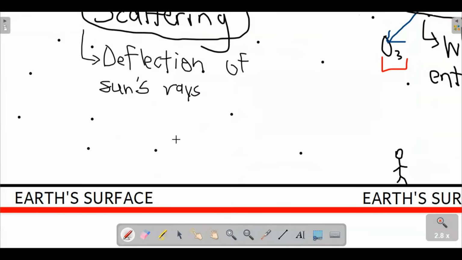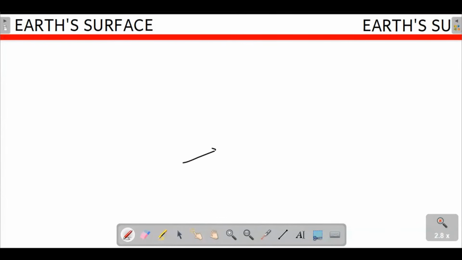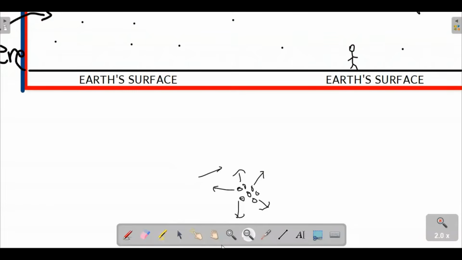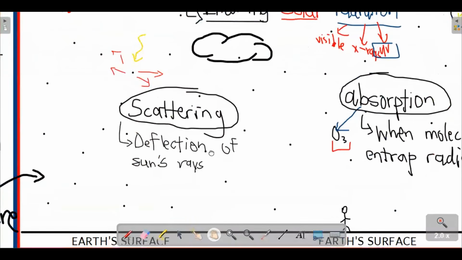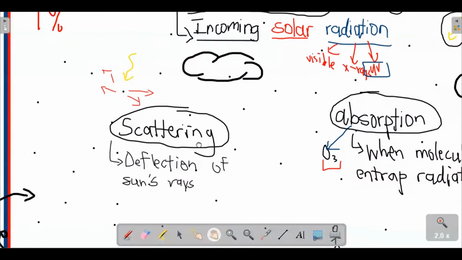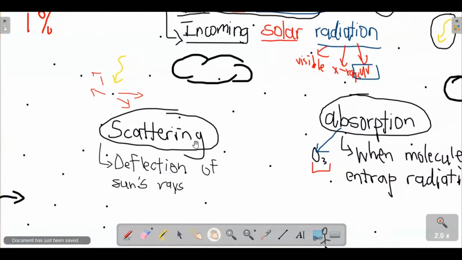So when you think of the word scatter, guys, think of a group of people right over here. When they scatter, this guy will move over there, this guy will move over there, this guy will move over here, this one will move over there. They move in all different sorts of directions. So that's what we mean by scattering. We mean that the sun's energy, the radiation, is blown in different directions, if you may call it that.